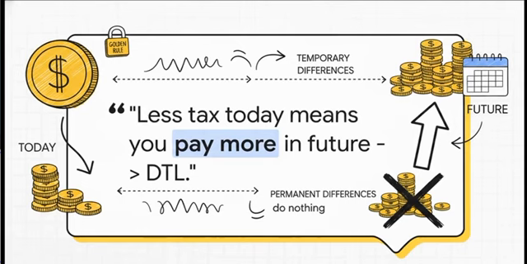Then Aman drops the golden rule. This is exactly how you want to memorize it for the exam. He says exactly. If you pay less tax today, it means you'll pay more in the future. That creates a DTL. And remember, permanent differences do nothing. We only care about temporary ones.